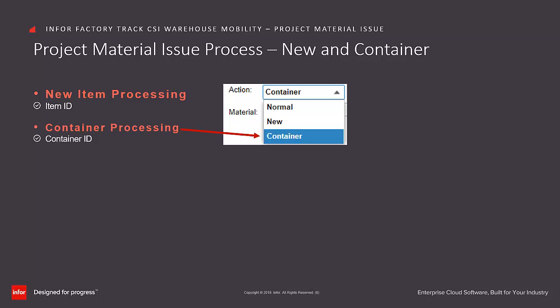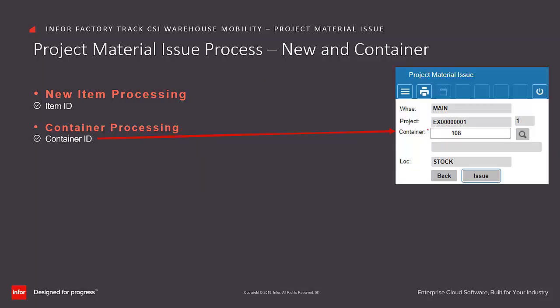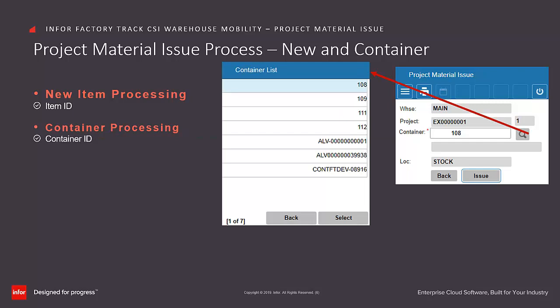To issue new items within a container to a project, select Container ID as the action from the item selection form and a blank Project Material Issue Processing screen appears. We enter, scan or search and select the container ID that has the items to be issued to this project.